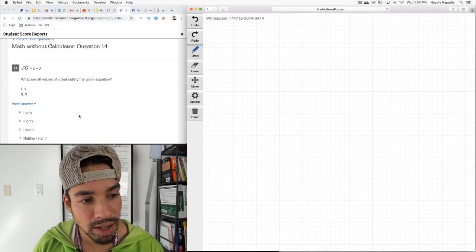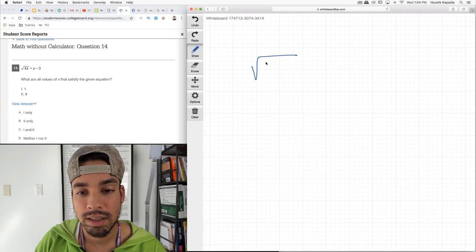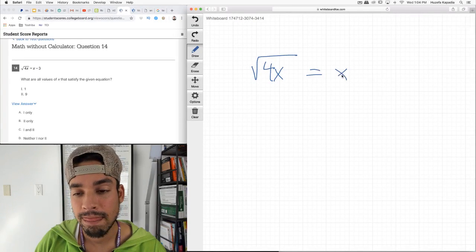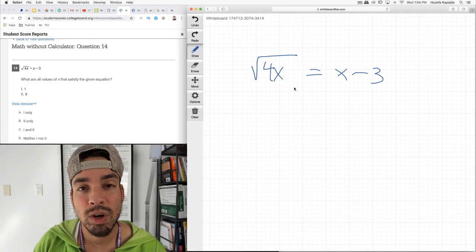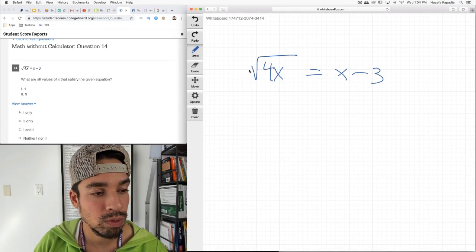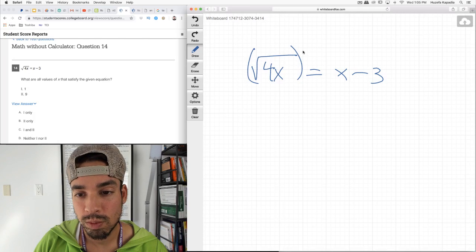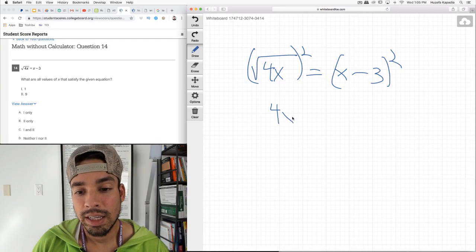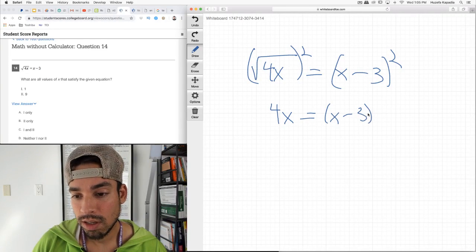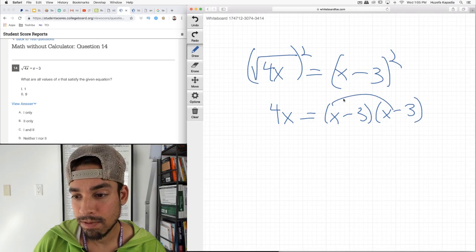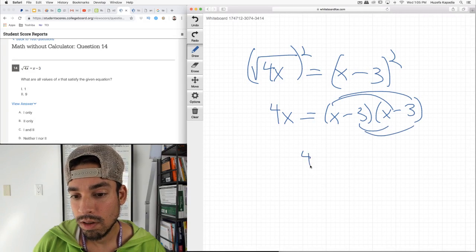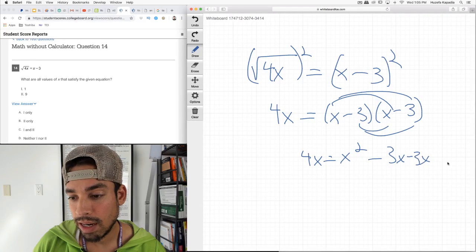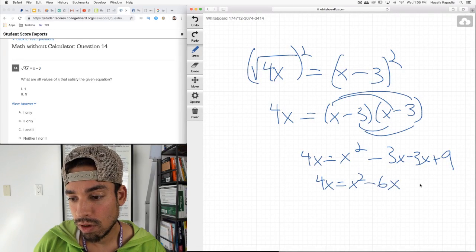What are all the values of x that satisfy this equation? Okay, here's how you solve it. First, we see a square root. We want to get rid of that square root. So I'm going to square both sides. And I get 4x equals x minus 3 times x minus 3. We're going to FOIL. 4x equals x squared minus 3x minus 3x plus 9. x squared minus 6x plus 9.